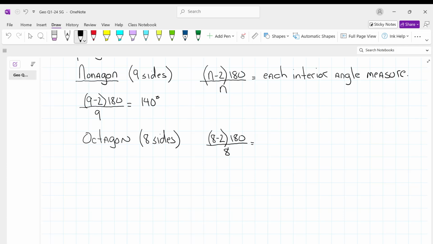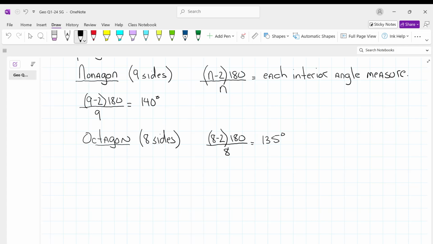So 8 minus 2 is 6. So 6 times 180 equals 1080, and then divided by 8, 135 degrees. So each interior angle of a regular octagon measures 135 degrees. Everybody okay with that?